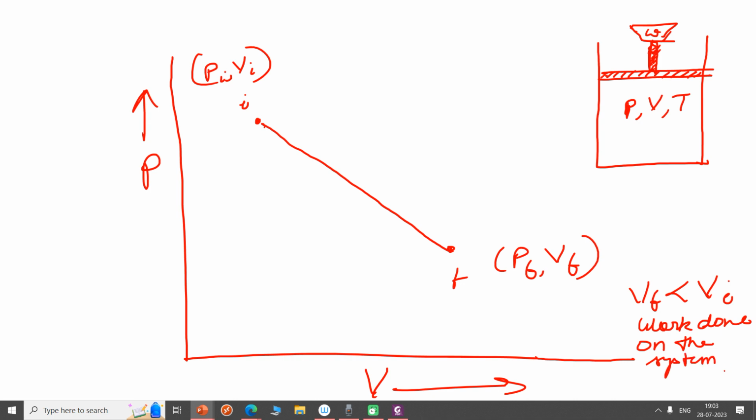So it's minus W. Anyways, so we can see that correspondingly the change in internal energy will be U_F minus U_I, right? So it will only and only depend on the initial and final states. So it is independent of the path.